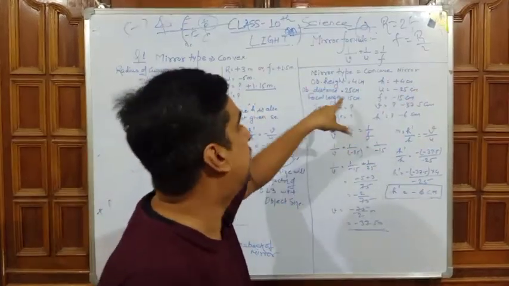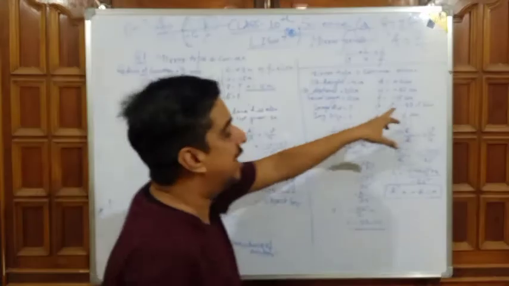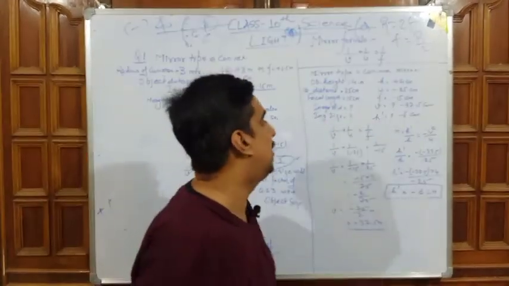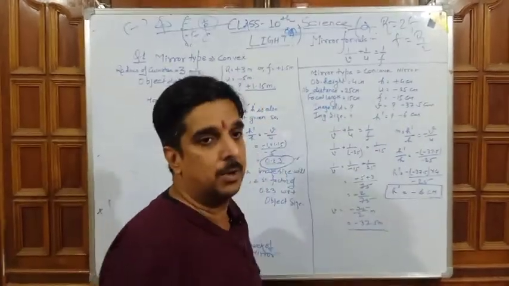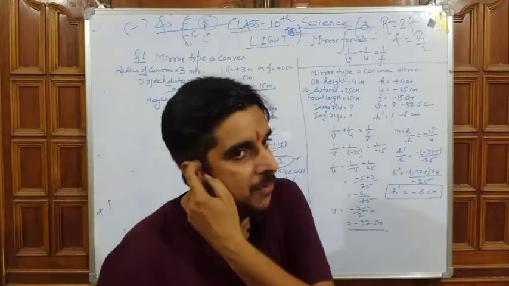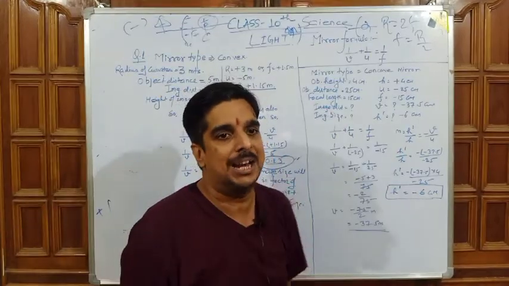Focal length 15, that is also here, minus 15 cm. We have to find out the value of v and we have to find out the h dash, the height of image.